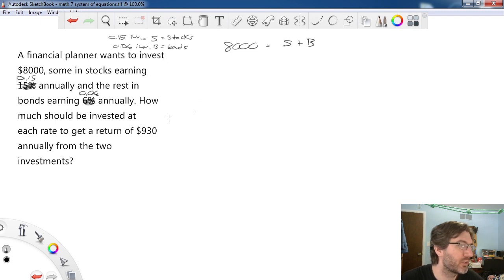Our second equation is going to deal with the actual amount of money that's being made. So this is going to be your 930 is going to equal however much I decided to invest in my stocks, but that's at a rate of 0.15. So it's whatever my stock is paying out, which is 0.15% of my annuity. So 0.15 times my stocks plus the percentage of my bonds.